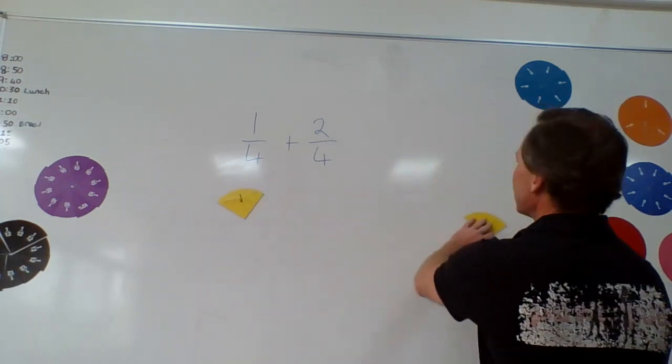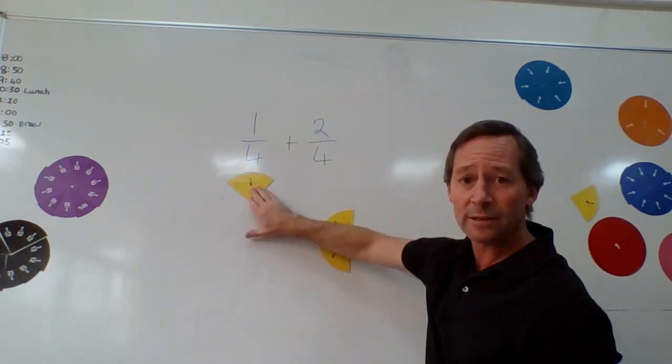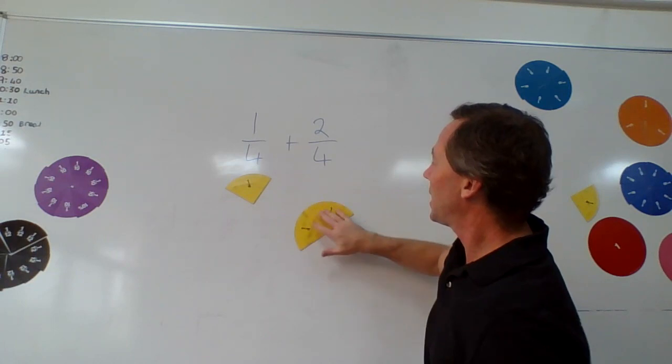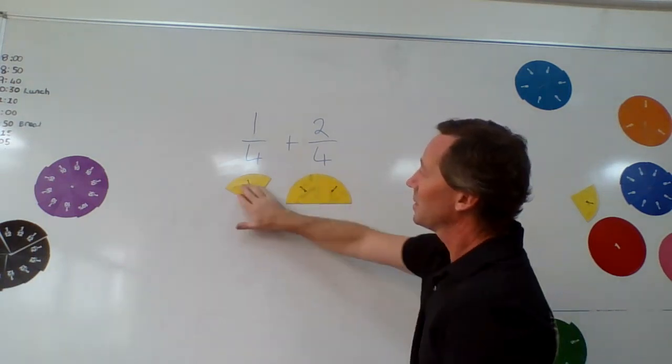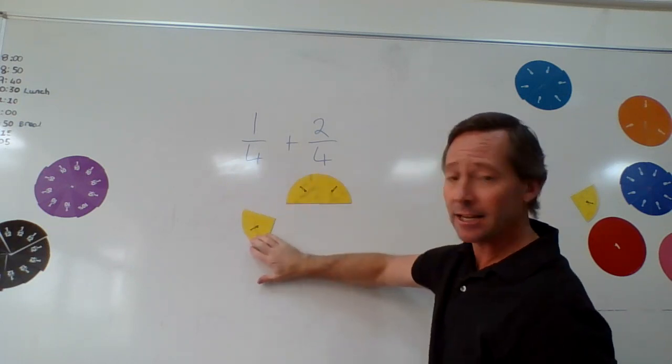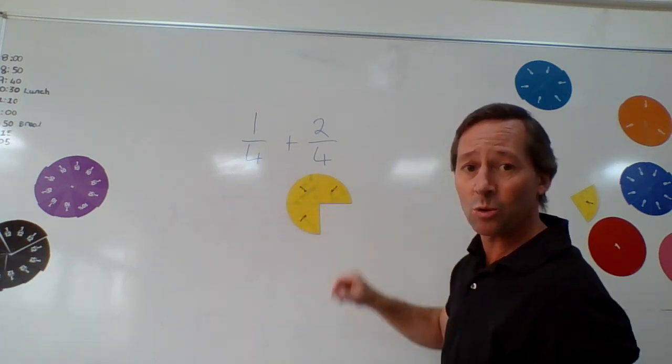And in this particular case, I have an add. So here is 1/4, and I have 2/4, and clearly, if we were to add these together, it would give us 3/4.